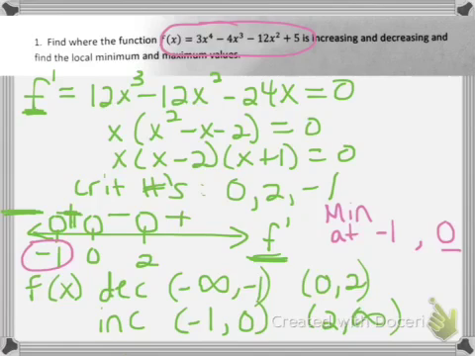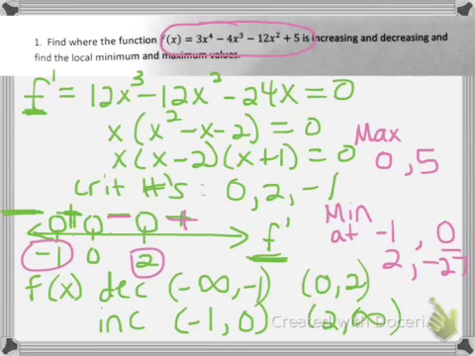I have another minimum at 2. So at 2, I have a local minimum, because again, I go from negative to positive. And if I plug 2 into the original, I get negative 27. So I have 2 local mins. And then you have a local max at 0. Okay, I'm just trying to squish this in. So I have a max at 0. Why? Because at 0, the derivative goes from positive to negative. So then I would plug 0 into the original, and I get 5. So I have a local maximum of 5, and I have 2 local minimums of 0 and negative 27.